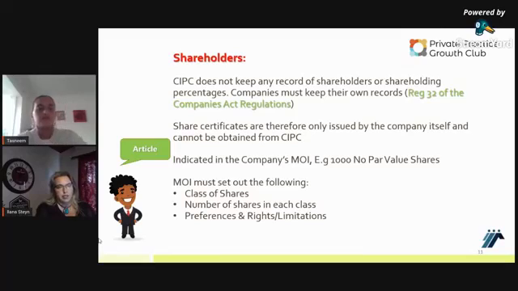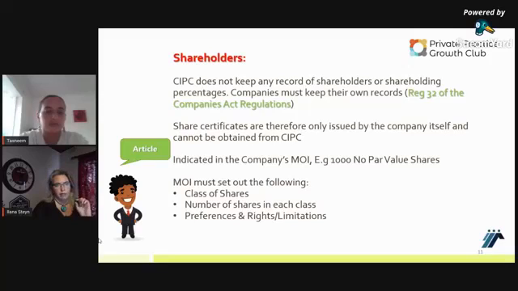from CIPC. So if you lose your share certificate, there's a process that we usually go through where we will recreate the history, take it from the start, and recreate it for you. But then there are certain declarations that you need to make in order to get that in place. And then also indicated on the company's MOI would be an indication of the initial authorized share capital.